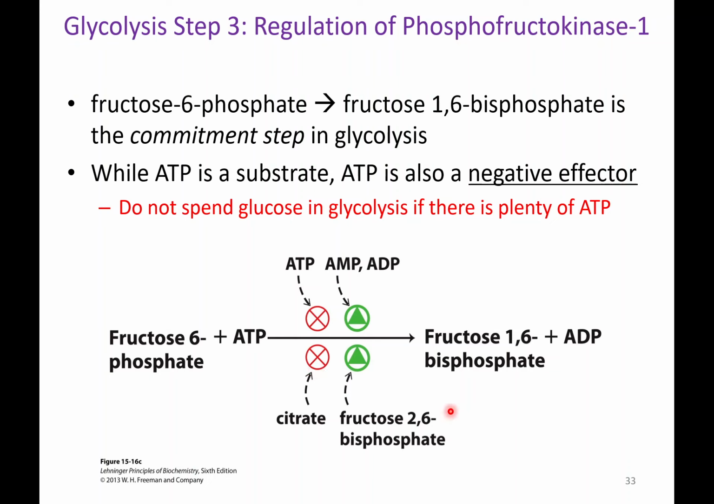And the other one that might not make any sense is this molecule called fructose 2,6-bisphosphate. Okay, that turns this on. And a very important distinction here is that fructose 2,6-bisphosphate is not the same as fructose 1,6-bisphosphate. Fructose 1,6-bisphosphate is an intermediate in glycolysis, so it's going to go on to the next step, the next enzyme. It's a substrate for the next enzyme.